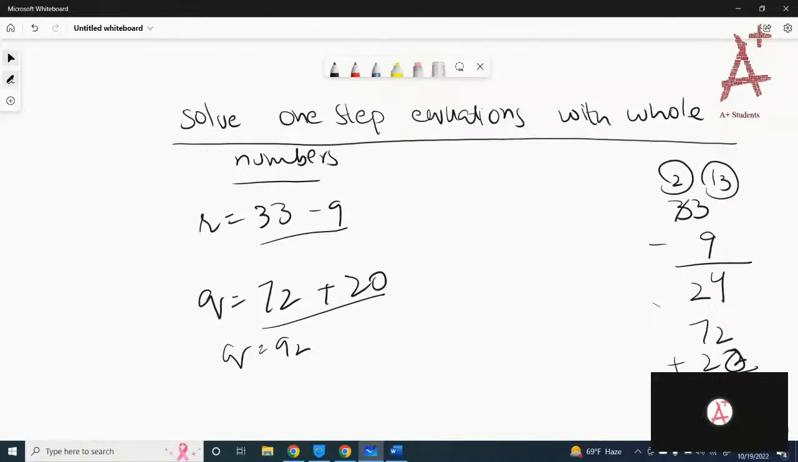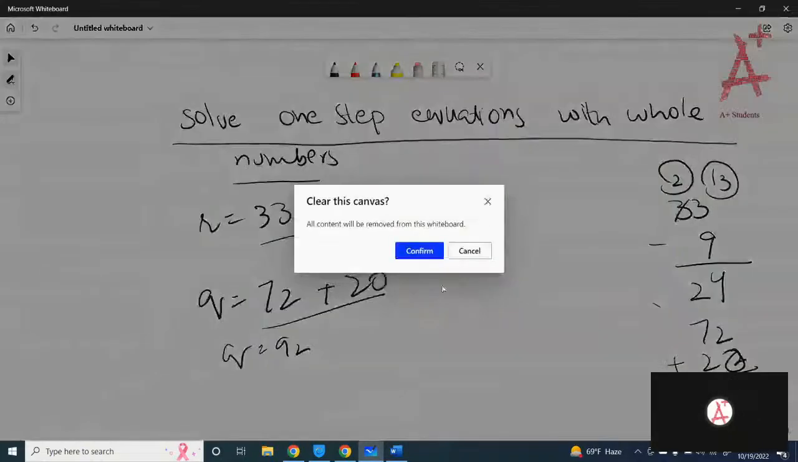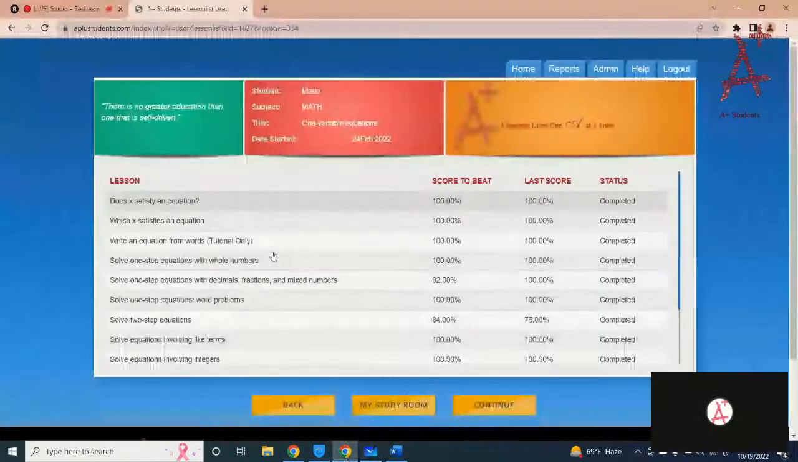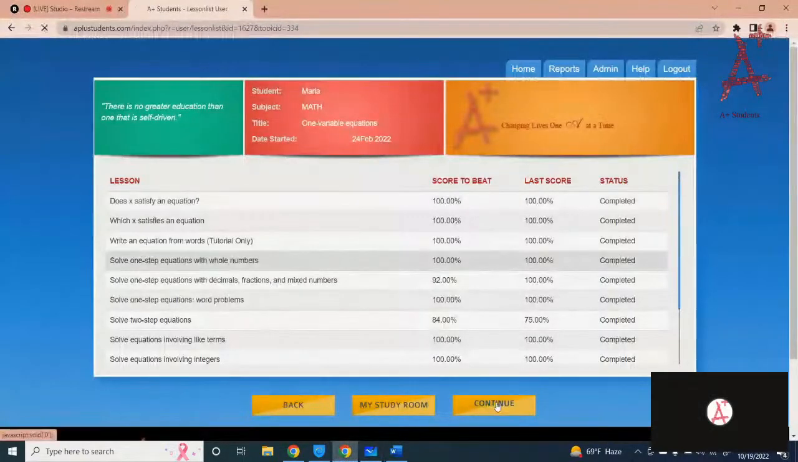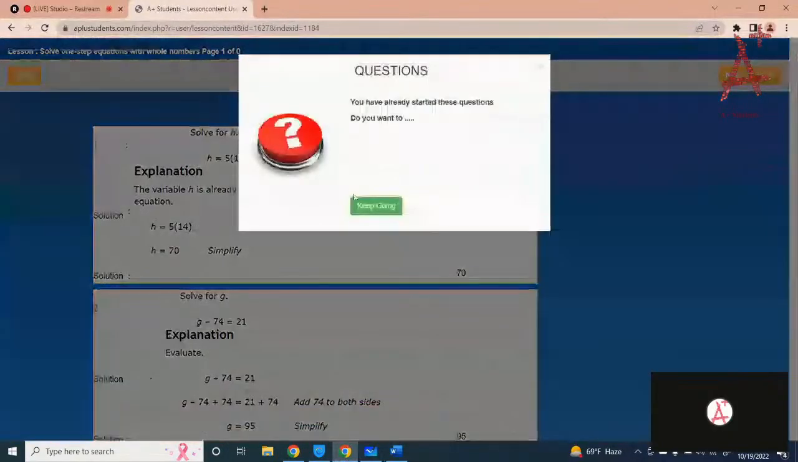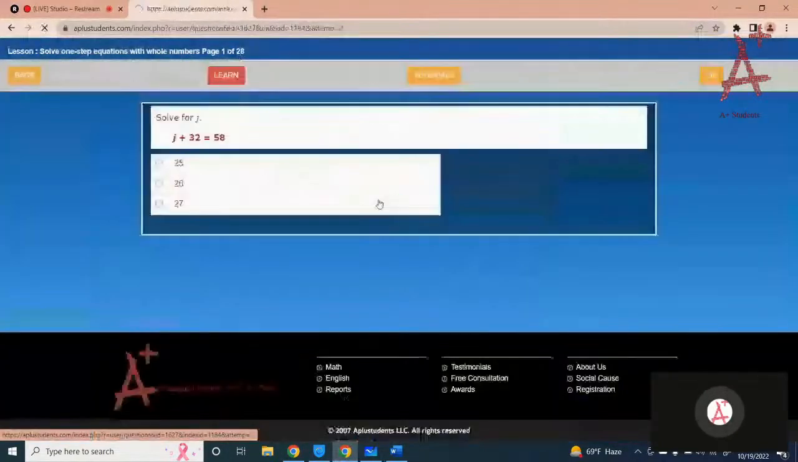Okay. On the top right corner, we have a test button. Let's start with the test.